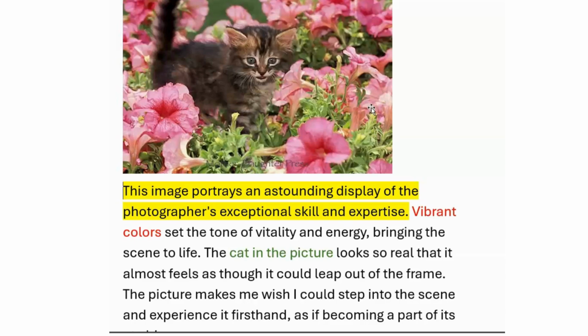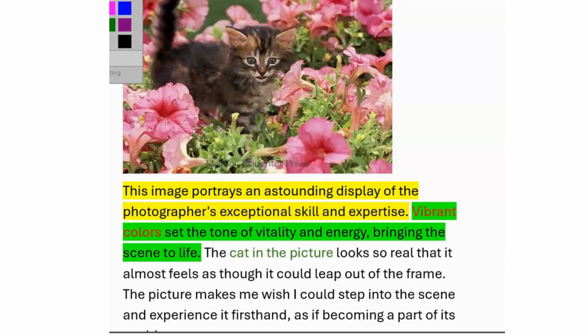Now look at the colors which are in a picture, be it a painting or a photograph, doesn't matter. So in this picture, we see bright colors. So you can say vibrant colors. So vibrant color is an advanced word to say bright colors. Vibrant colors set the tone of vitality and energy, bringing the scene to life. So you can use this sentence. I will explain this sentence in a moment.